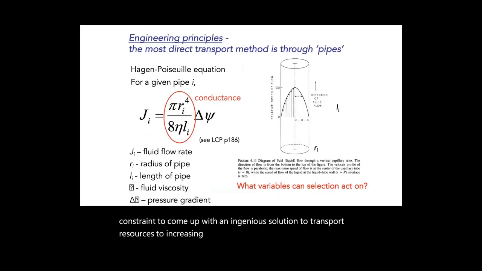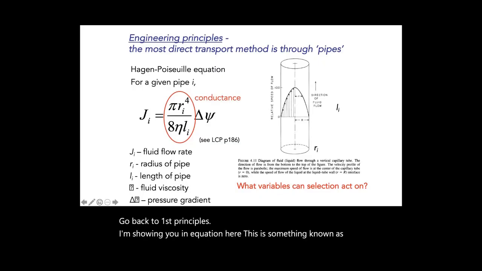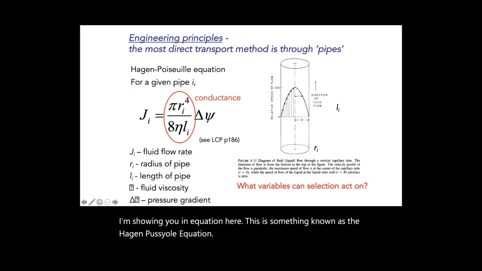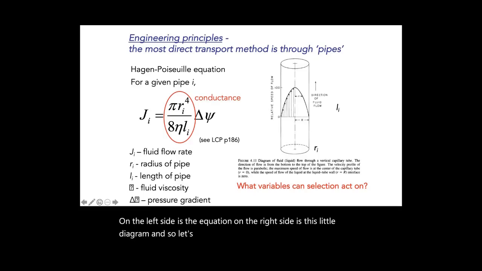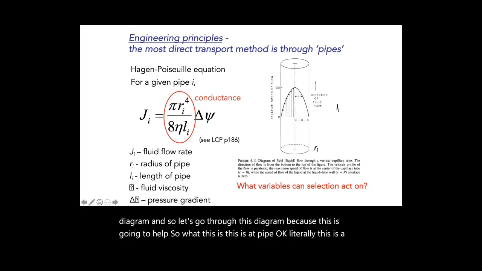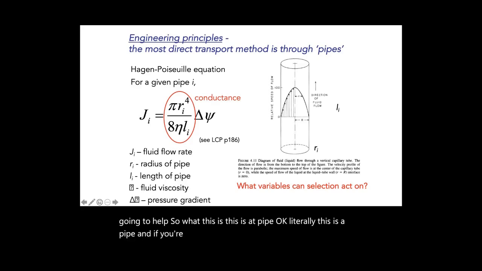Okay. So we need to go back to first principles. I'm showing you an equation here. This is something known as the Hagen-Poiseuille equation. Okay, the Hagen-Poiseuille equation, and I'll walk through this. On the left side is the equation. On the right side is this little diagram, and let's go through this diagram because it's going to help. What this is, is a pipe. Literally, this is a pipe. And if you take engineering courses and you're into hydraulics, gosh, this is what they teach you. But we're just going to take a little bit of some engineering principles here.